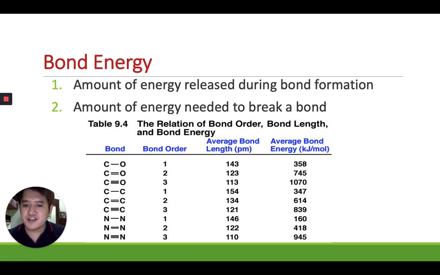Bond order basically means the number of bonds or bonding pairs present. For example, in this first CO, there is only one bond, so the bond order is 1. If you have two bonding pairs, it's the second degree, and at the third degree there are three bonding pairs. So you just have to count the number of bonds.